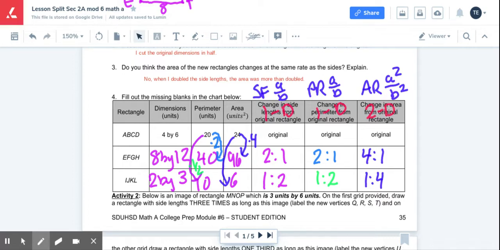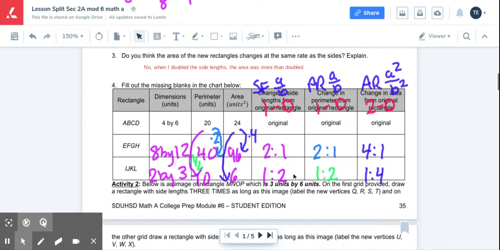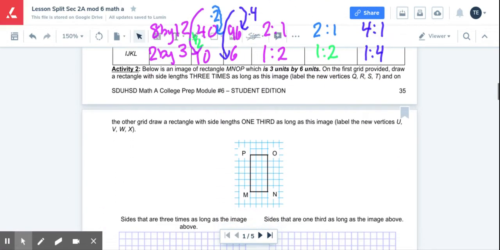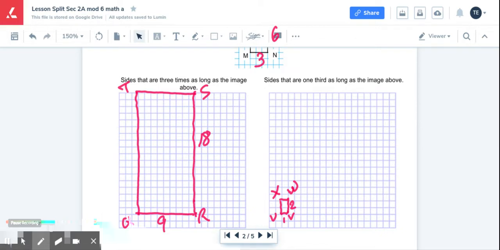All right, next page. Scroll on down. Below we have a rectangle that has 3 by 6. So I like to label it 3 by 6. On the first grid provided, draw a rectangle with sides 3 times as long. And on the other one, draw 1/3 times as long. So go ahead, pause the video, and do those, and then we'll get back. Okay, do your rectangles look the same? Are they labeled? All right, so now we're going to go down here and fill in the chart.